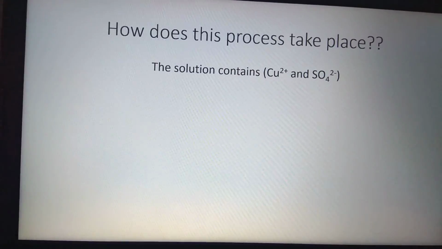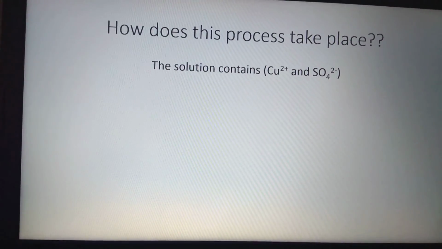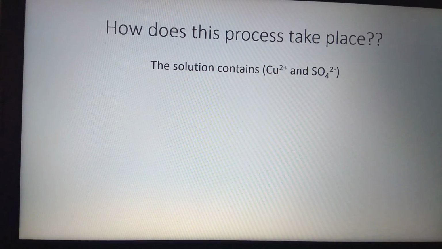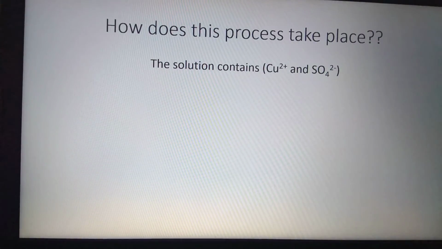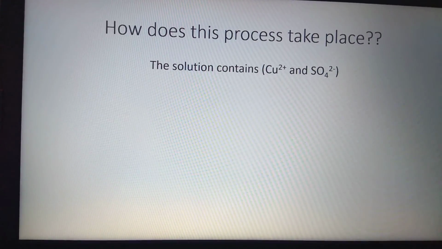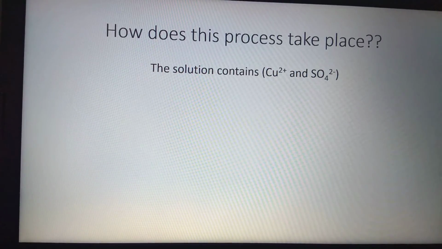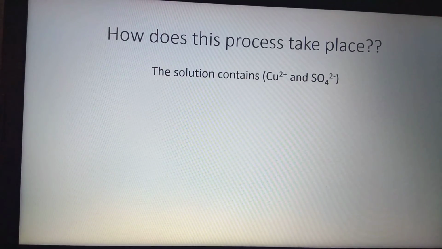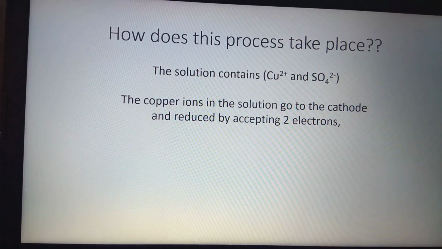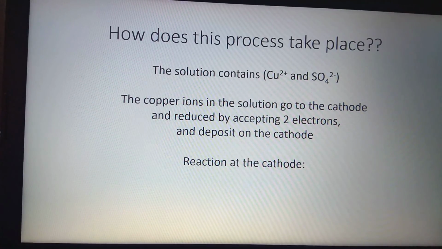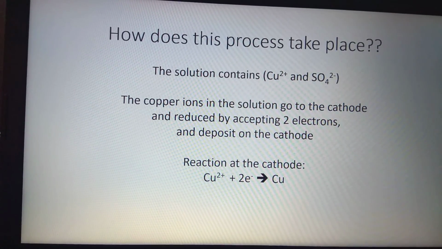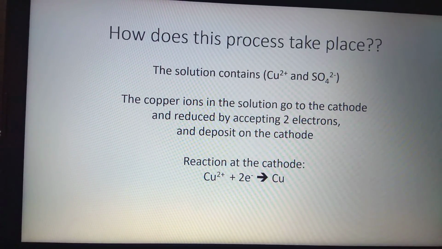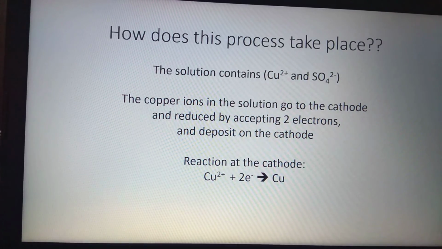The way that this process takes place, the solution contains two ions, the Cu2+ and the SO4 2-. As we all know, the Cu2+ will be attracted to the negative electrode and will accept two electrons and be reduced on it and deposit. The reaction at the cathode will be Cu2+ accepting two electrons and giving Cu that will deposit on the pure copper electrode.